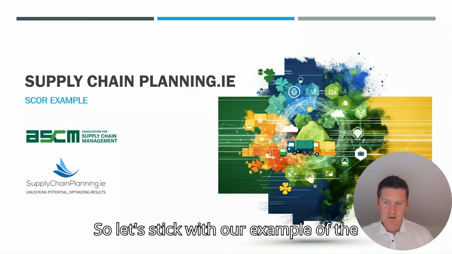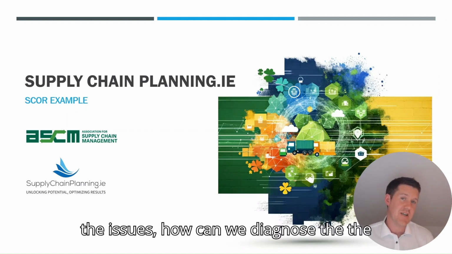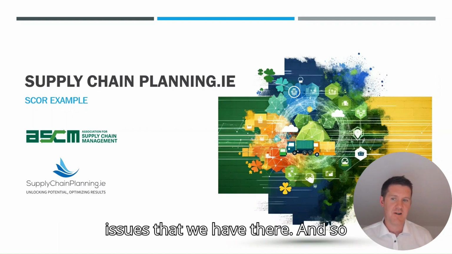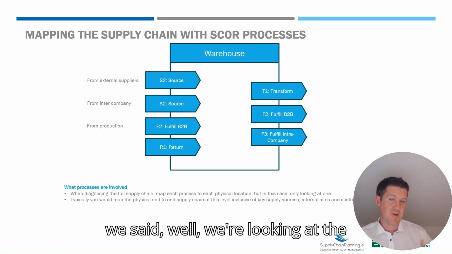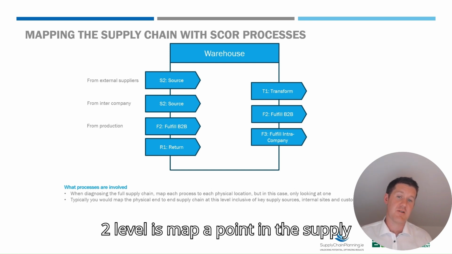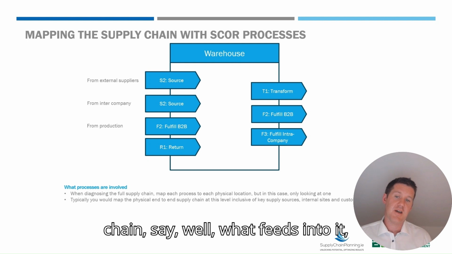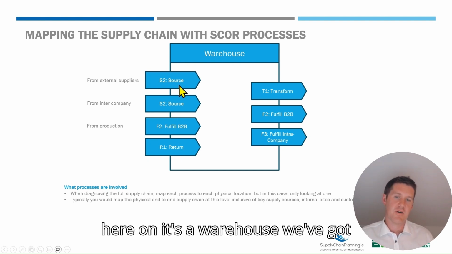So let's stick with our example of the warehouse that we've been looking at and the issues. How can we diagnose the issues that we have there? So again, sticking with the process model, we said, well, we're looking at the warehouse. What we need to do at a level 2 level is map a point in the supply chain and say, well, what feeds into it, what feeds from it. So I'm going to focus here on, it's a warehouse.